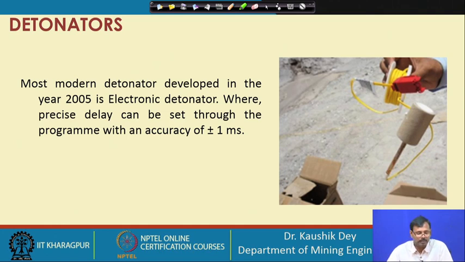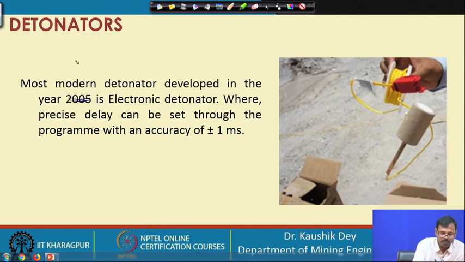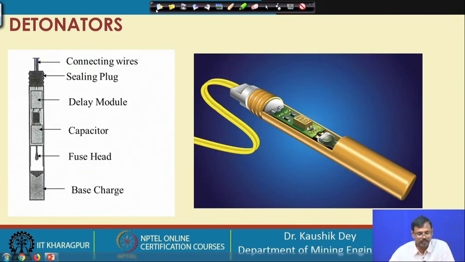To avoid this, in 1995 electronic delay detonator was developed. Sorry, there is a mistake. This is 1995. So, in 1995 the electronic detonator was developed, where the delay is provided by an electronic delay, and it has been found the delay can be set through a program, and the delay has an accuracy of plus minus 1 millisecond. Let us see the constructional nitty-gritty of this.